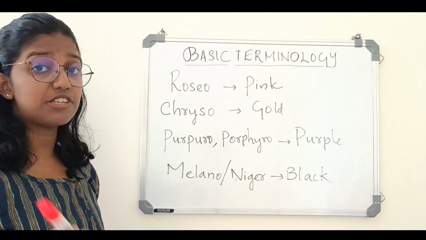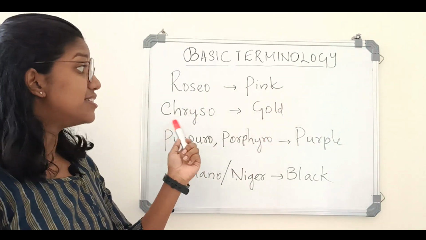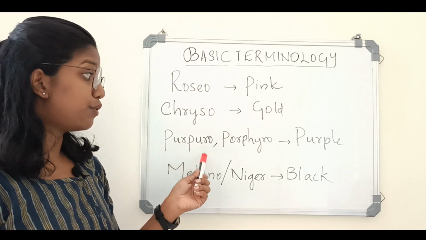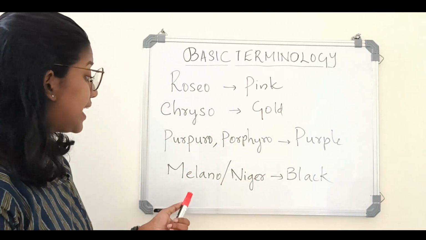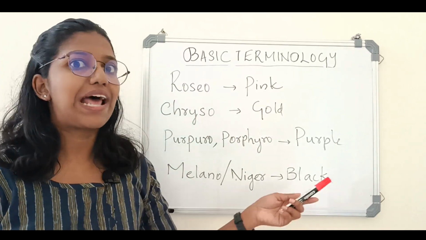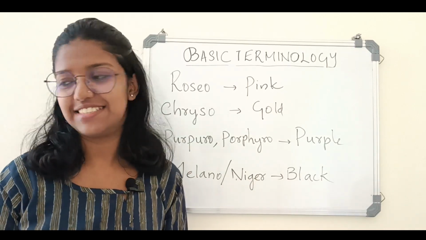We also do have terms like roseo, means pink in color, chryso means golden in color, and we do have purpura or porphyro, that refers to purple color, and melano, everybody knows melano, that refers to black color. And melano refers to black color.